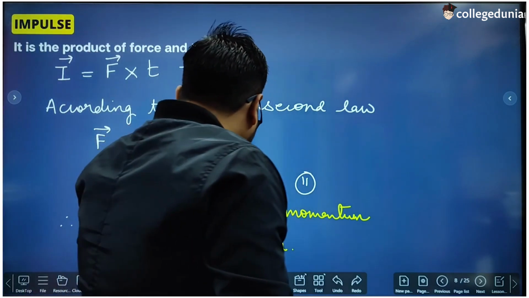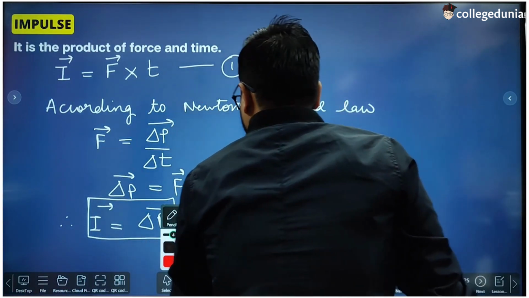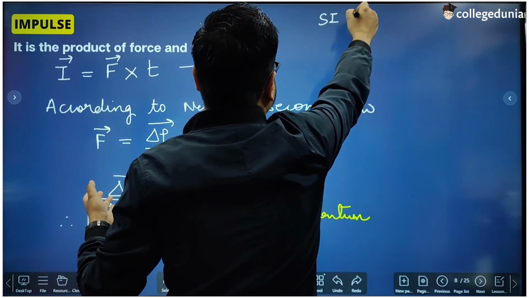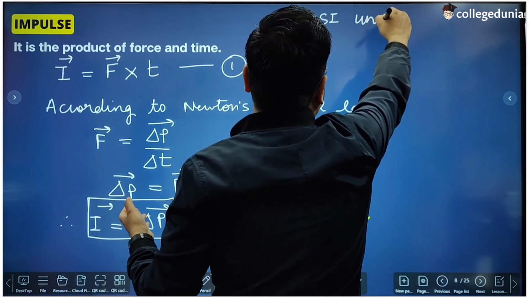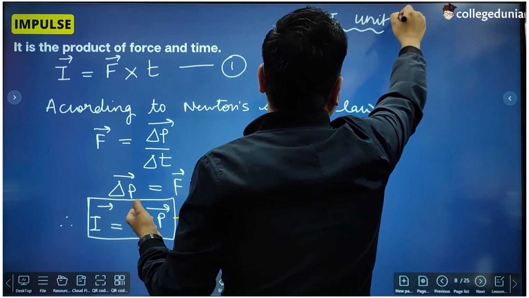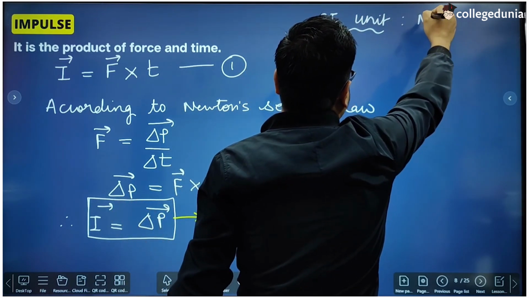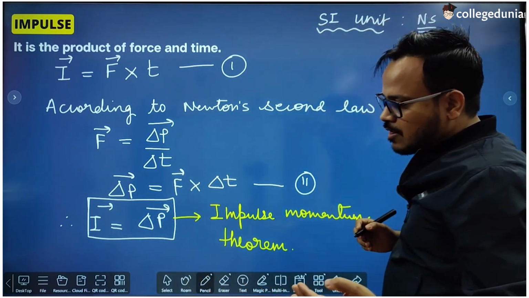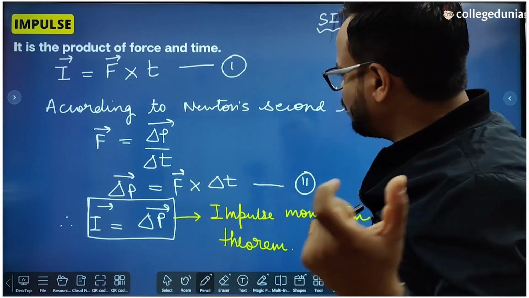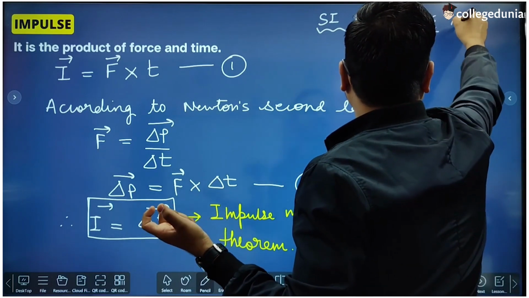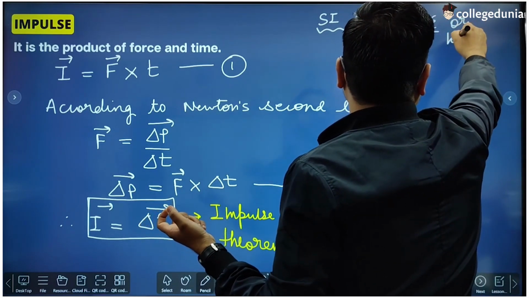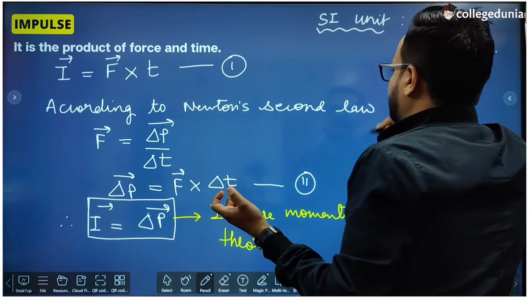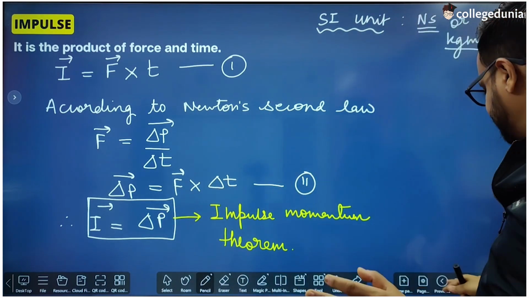Okay, what is the SI unit of impulse? It is force into time, so SI unit of impulse is Newton second, right? And since it is equal to change in momentum, there is one more SI unit of impulse which is the same as the SI unit of momentum, which is kg meter per second. Clear? Okay.